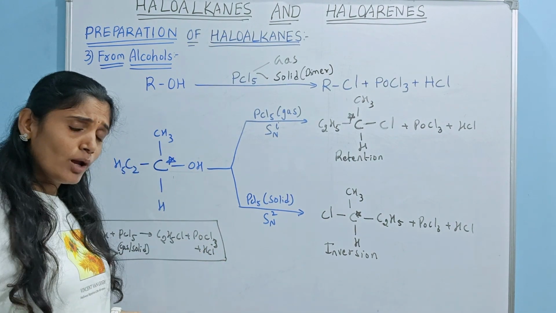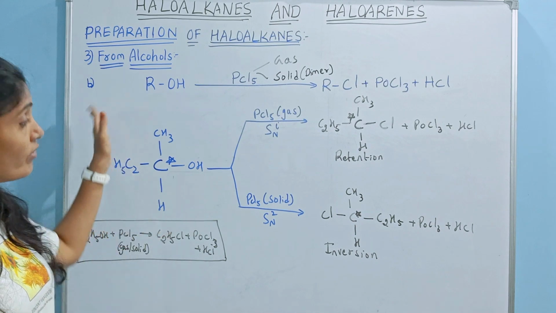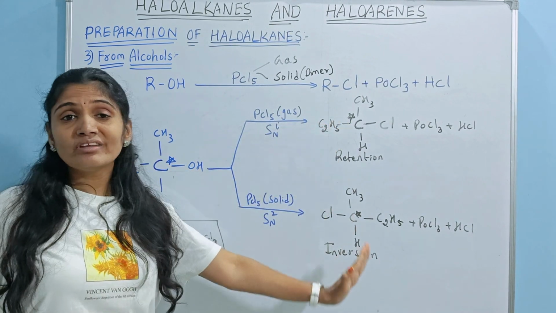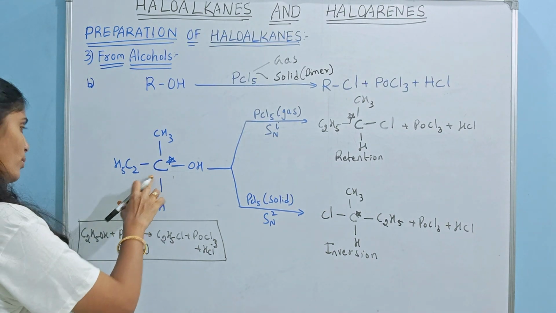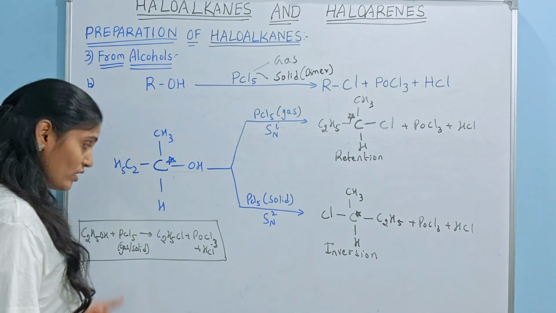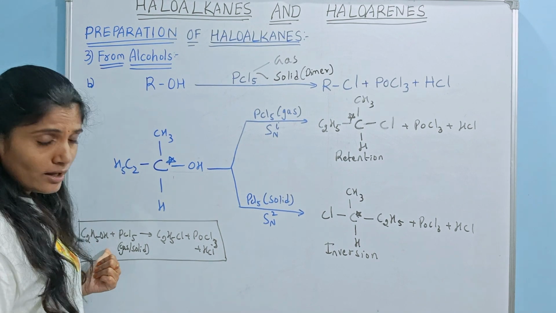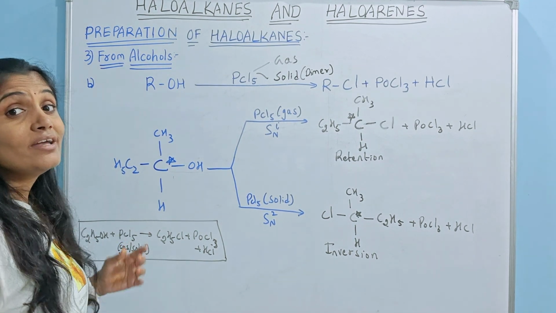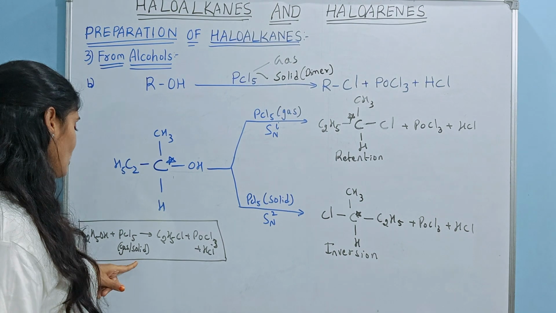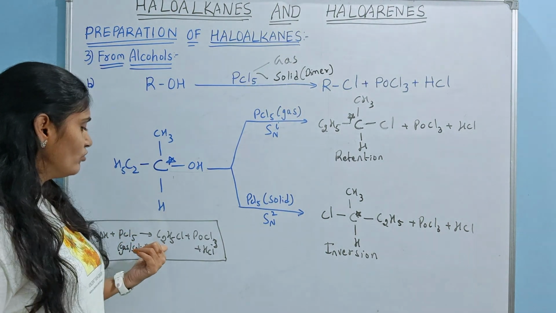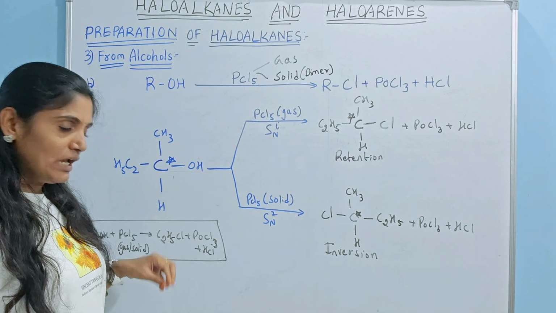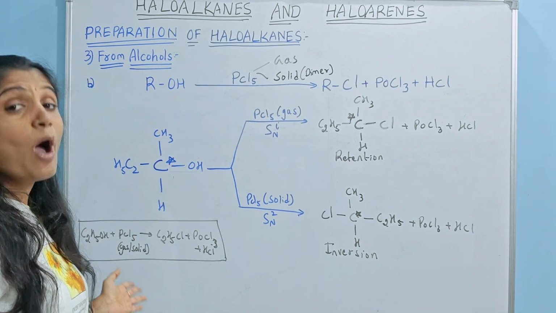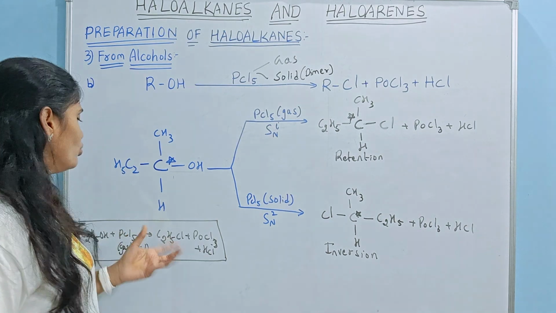Even if it is a chiral carbon, the products are the same. But if it was a chiral carbon, I could see a clear difference in the configuration. But here, when I take C2H5OH, it doesn't have any chiral carbon. So irrespective of whether my PCl5 is solid or gas, it will give C2H5Cl, and here the configuration doesn't matter because we will not talk about any configuration or optical activity, because there is no chirality.